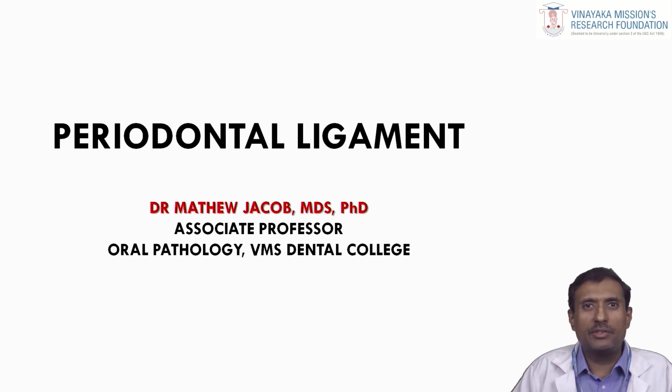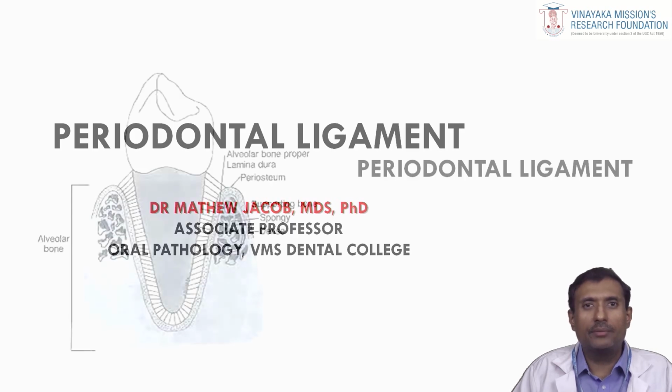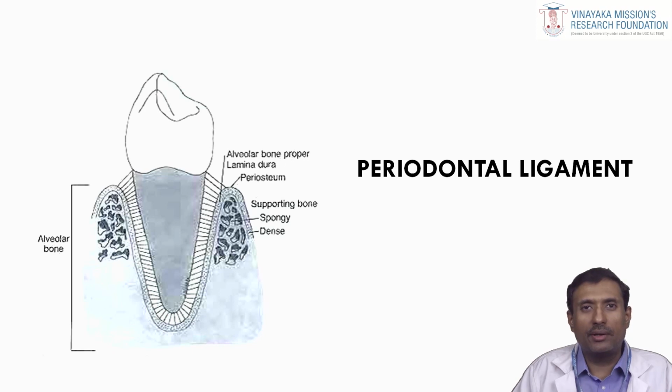Today's topic of presentation is on periodontal ligament. To begin with, what is periodontal ligament? As you can see in this picture, periodontal ligament is the connective tissue that is in between the tooth and the alveolar bone. The tooth is embedded inside the socket, which is the alveolar bone, and the yellow component over there represents the periodontal ligament.